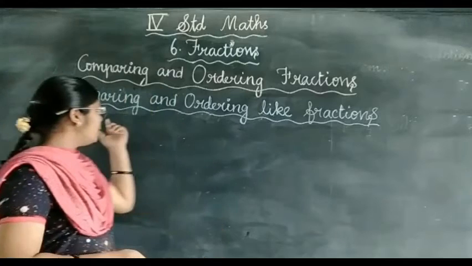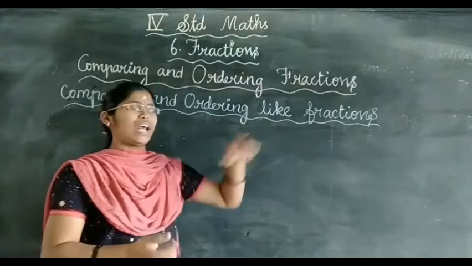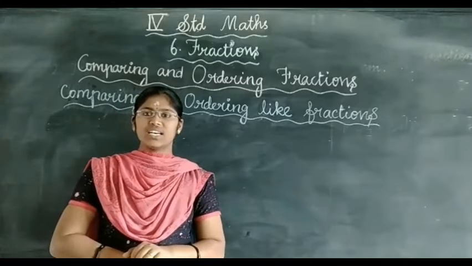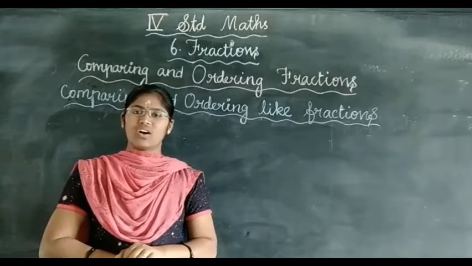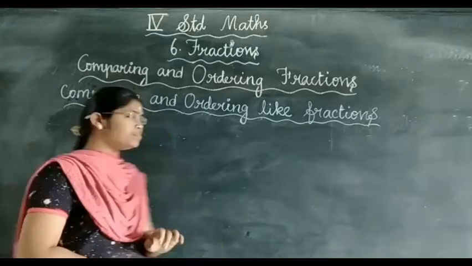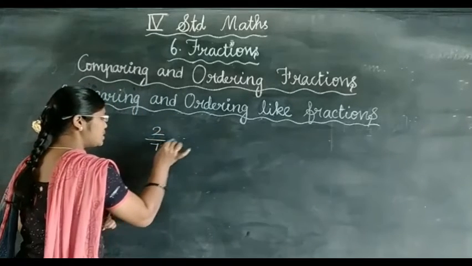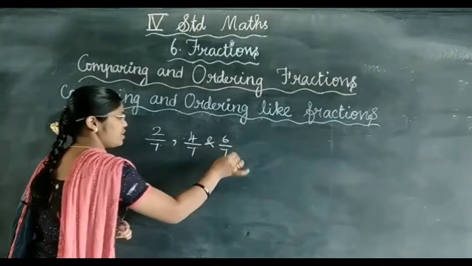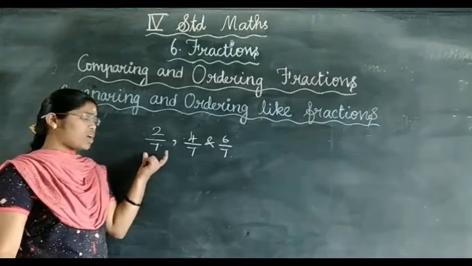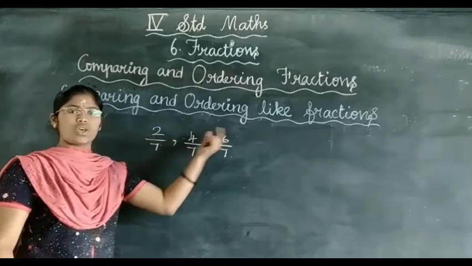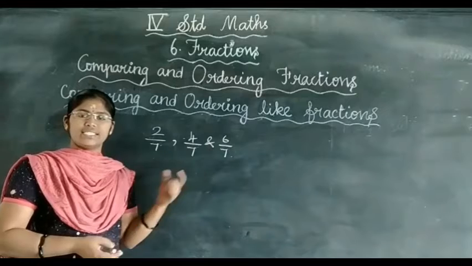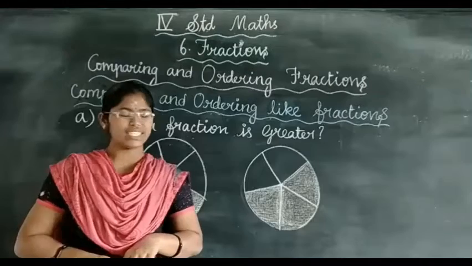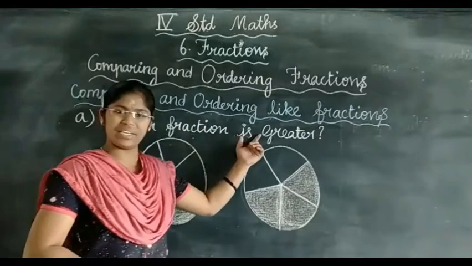Now, let us learn comparing and ordering like fractions. What is meant by like fractions, children? Fractions that have the same denominators are called like fractions. Example, 2 by 7, 4 by 7 and 6 by 7. In this, the denominators are the same and the numerators are different. These are the examples of like fractions. Is it clear, children? The question is, which fraction is greater?